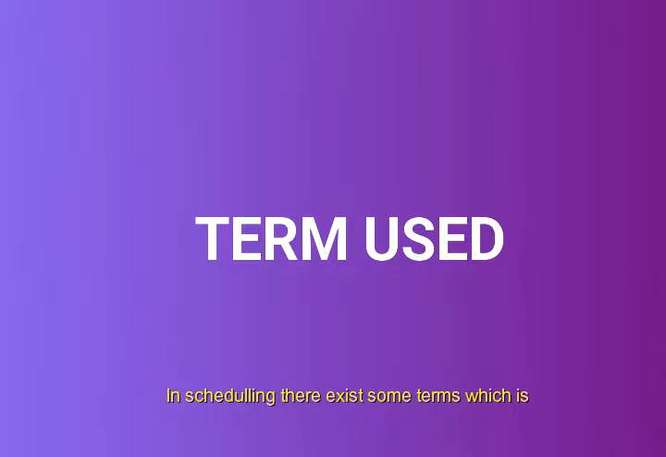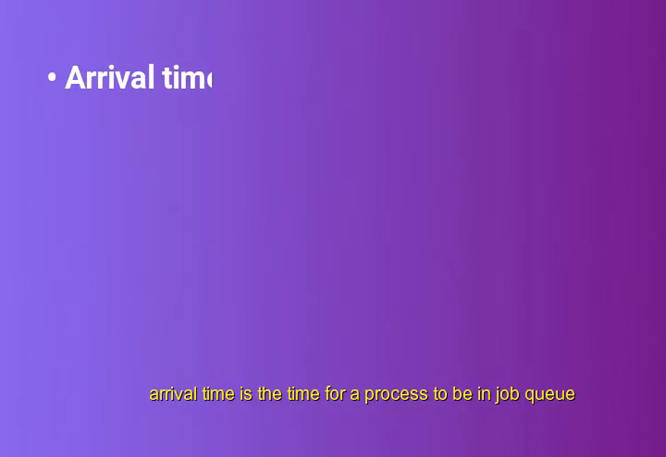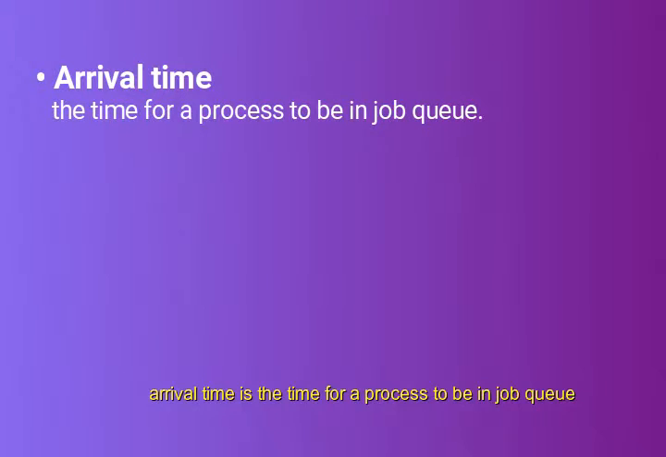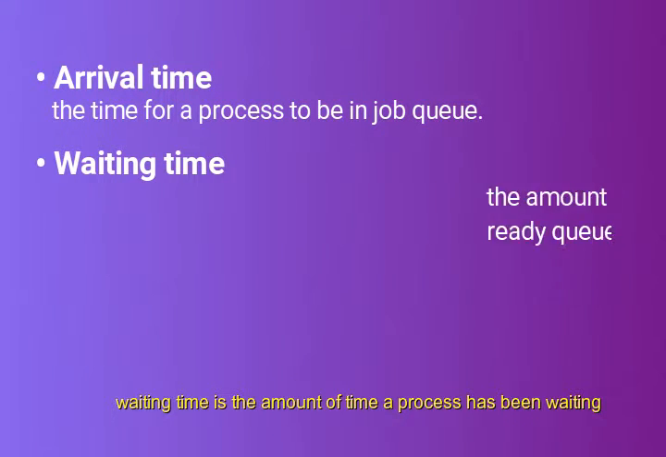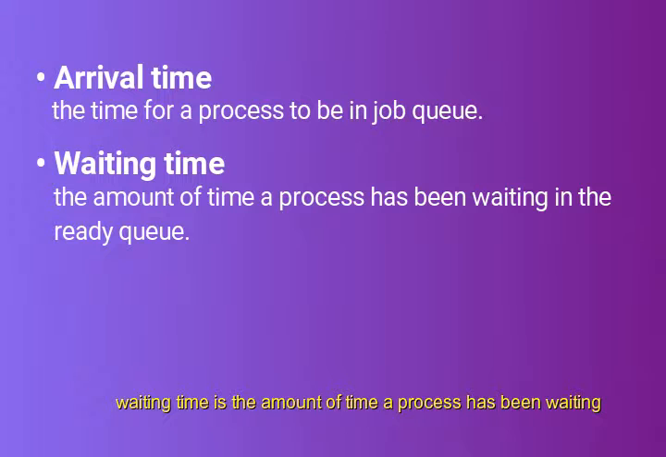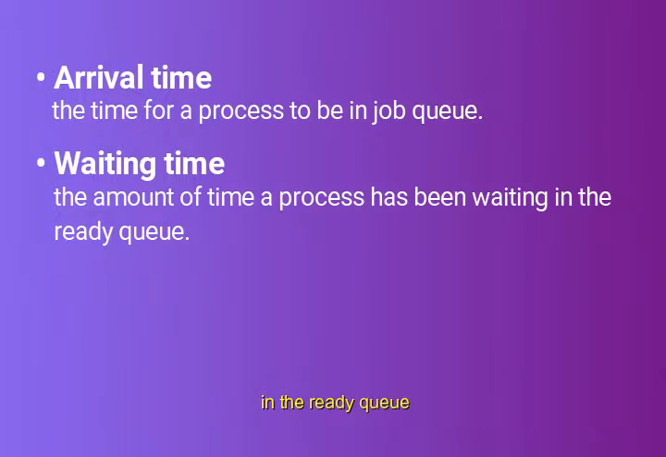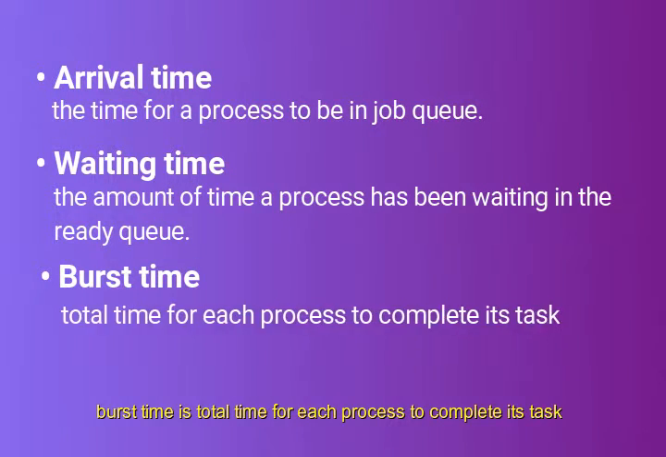In scheduling, there exist some terms. Arrival time is the time for a process to be in the job queue. Waiting time is the amount of time a process has been waiting in the ready queue. Burst time is the total time for each process to complete its task.